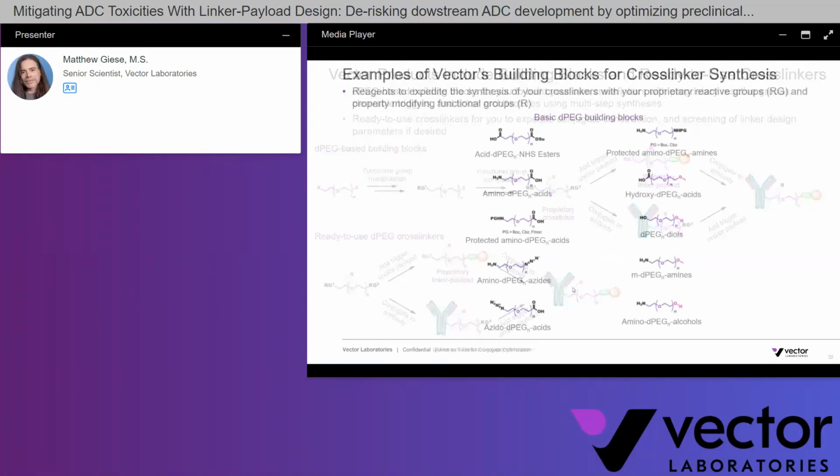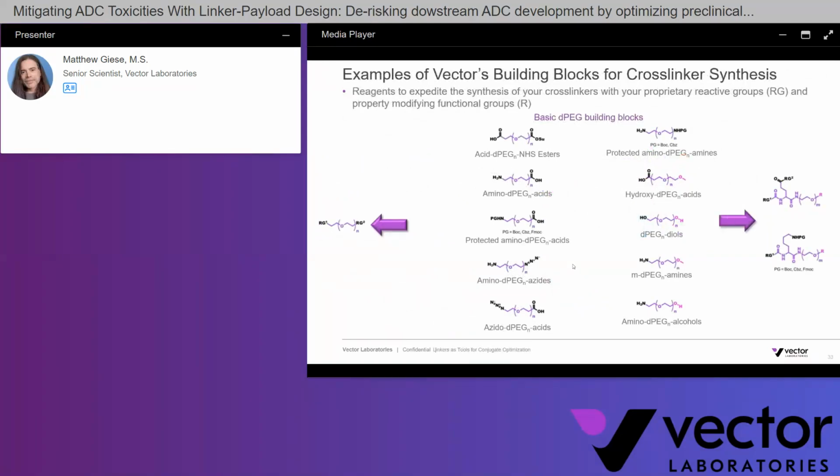So these are examples of Vector's building blocks that you can use to expedite the synthesis of your crosslinkers with your proprietary reactive groups and property modifying functional groups. Now, we didn't cover chemistry in this presentation, but if you would like to go back and review these slides and more importantly, the references and the associated supporting information, you can see how these building blocks were used to make the linker payloads in those examples.